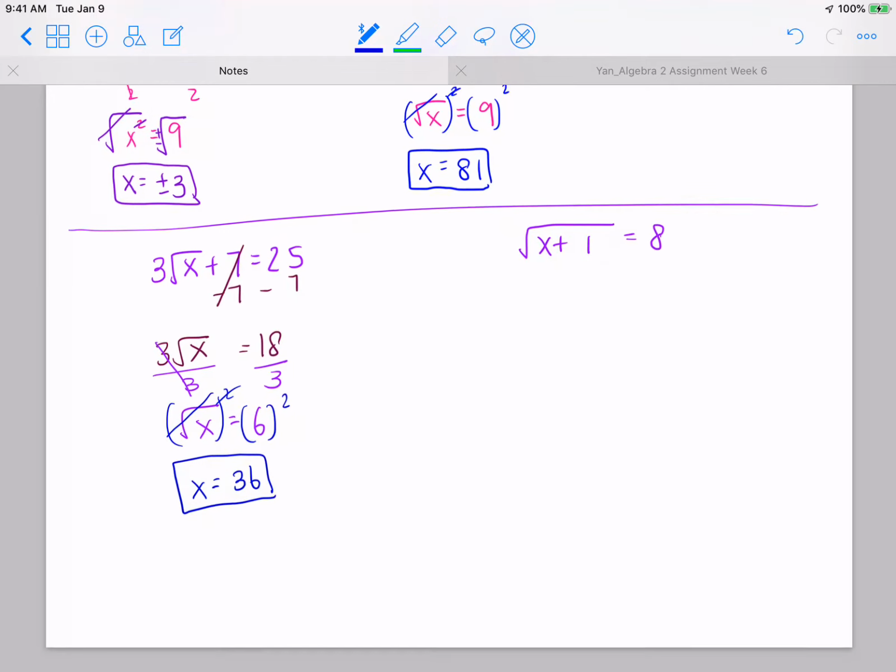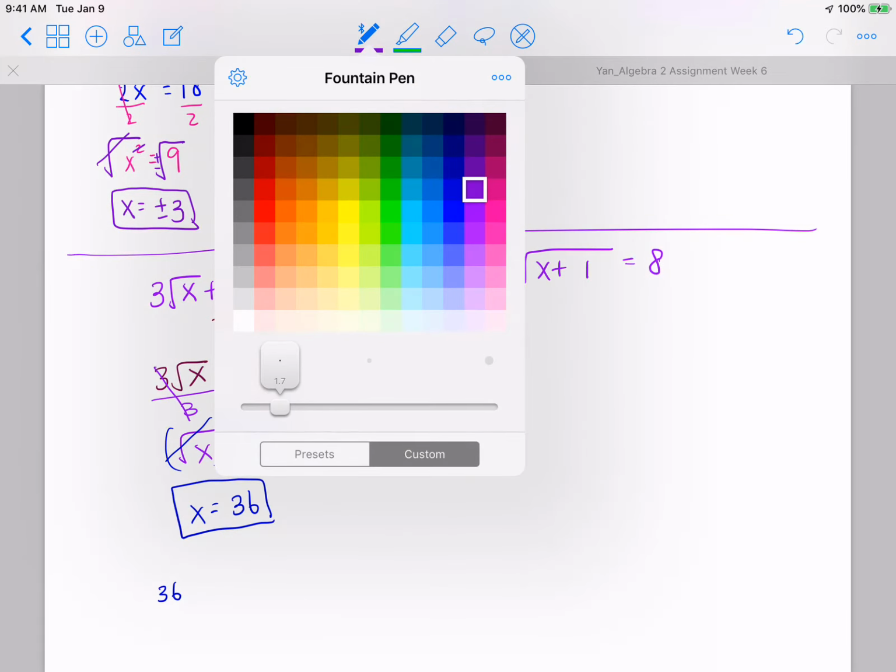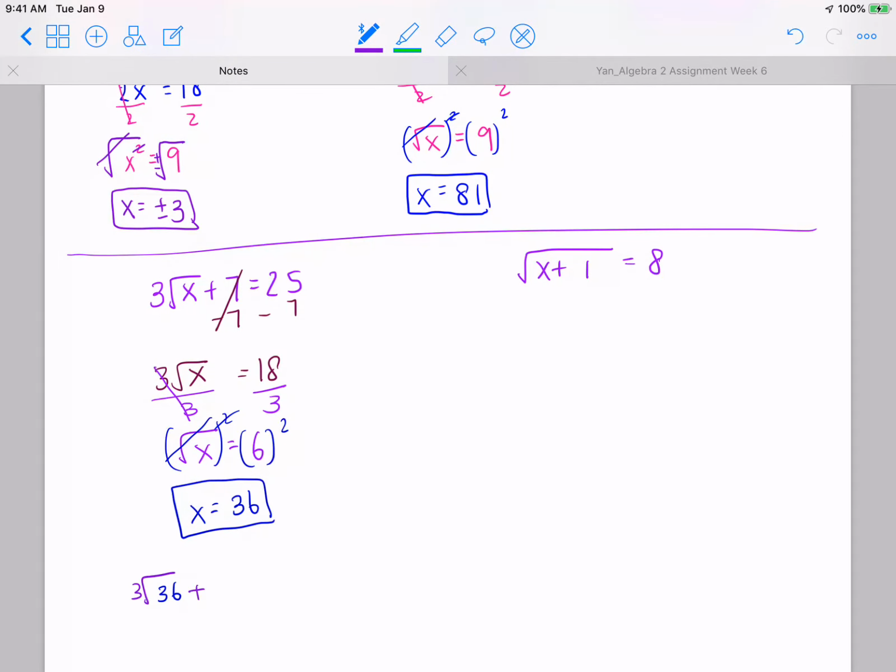Okay. So again, with some of these questions, we got to substitute it back in just to make sure that it equals the other side. So you can write the 36 and just write everything else just to make sure. The square root of 36 is 6, times 3, and if I add the 7 to it, does it give you 25? Yes, it does. It gives you 25.